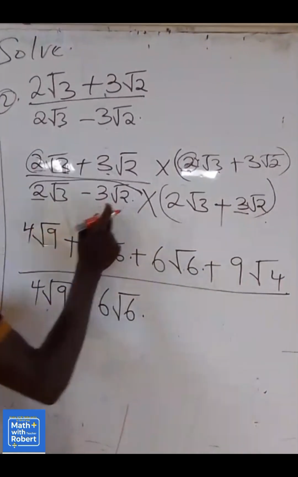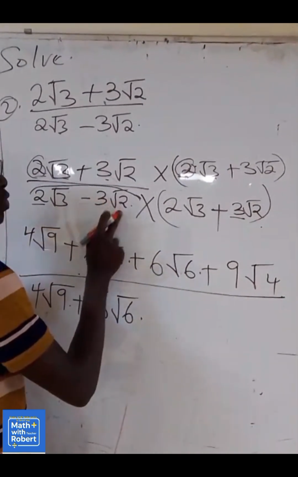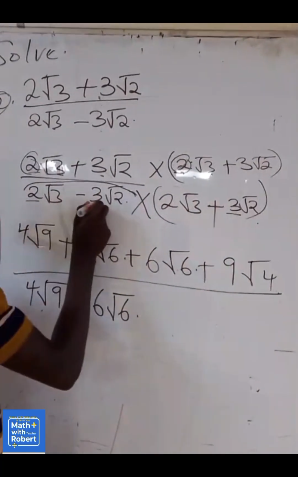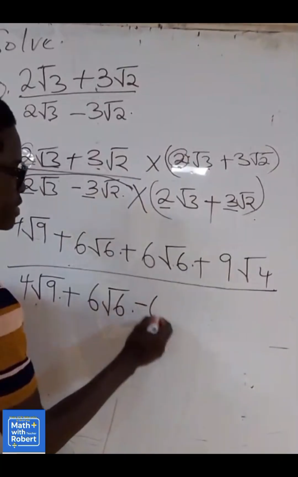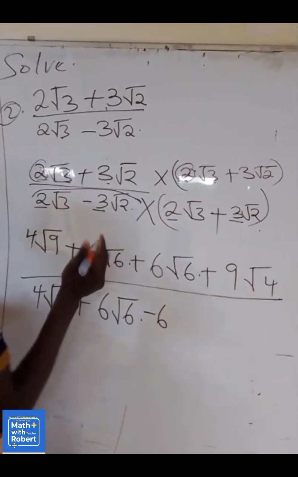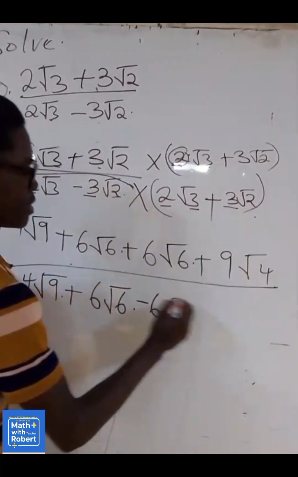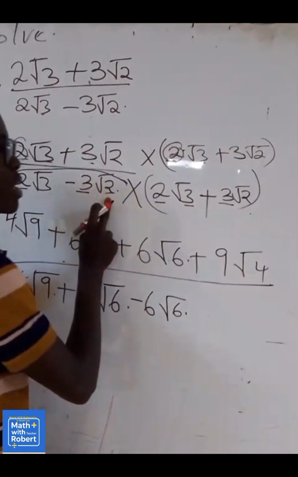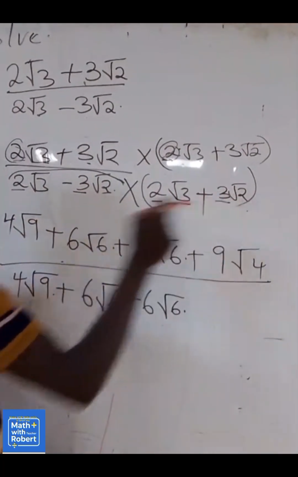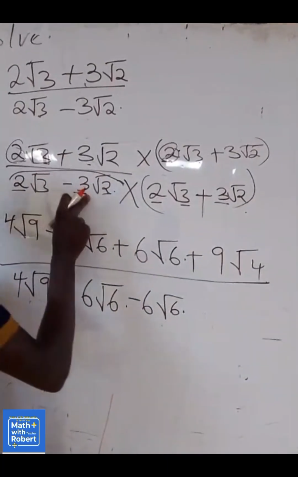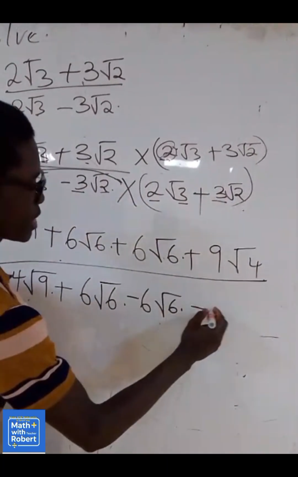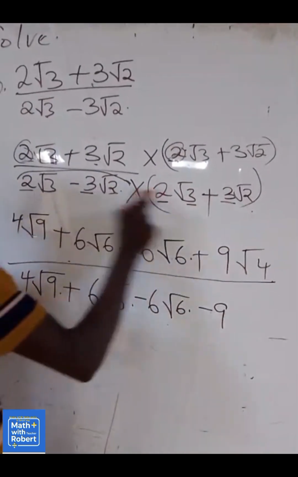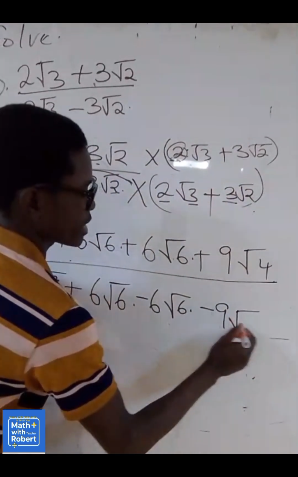Then we move this one. Negative 3 surd 2 multiplied by 2 surd 3. So outside the surd, we have negative 3 times 2, that is negative 6. Then inside the surd, we have 2 times 3, that is surd 6. Then negative 3 surd 2 multiplied by 3 surd 2. Outside the surd, we have negative 3 times 3, that is negative 9. Then inside the surd, we have 2 times 2, that is surd 4.